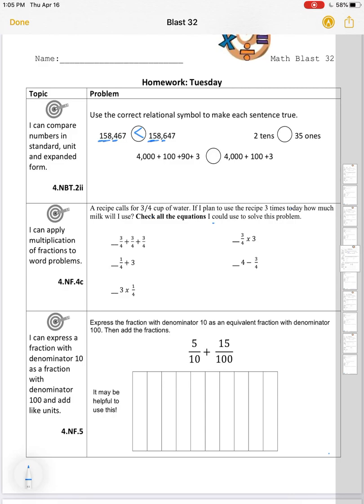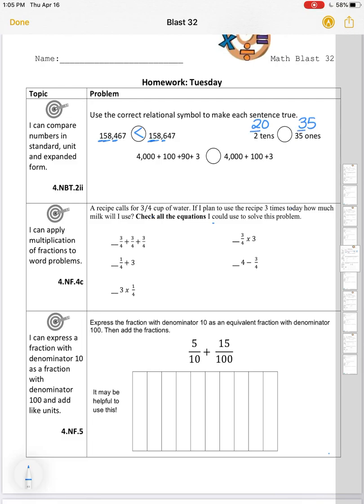2 tens and 35 ones. Here I have unit form. I'm going to represent those two numbers in standard form. 2 tens means I need 2 to end in the tens place. That means there would be no ones. That has a value of 20. 35 ones means I need the 35 to end in the ones place. That just has a value of 35.